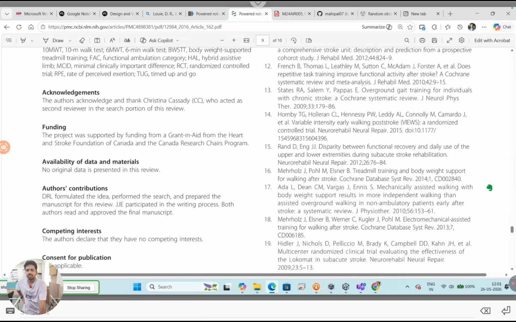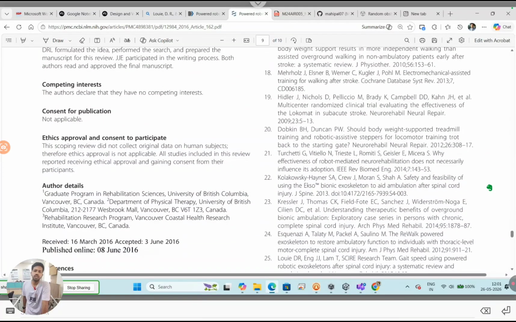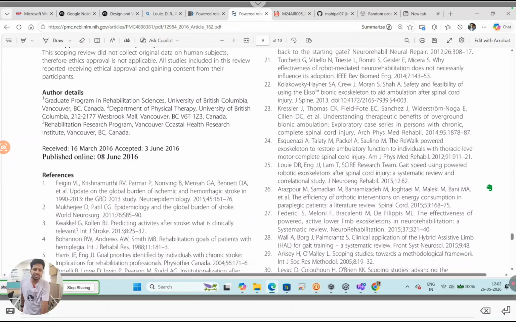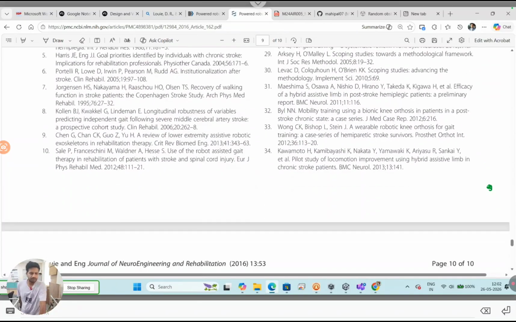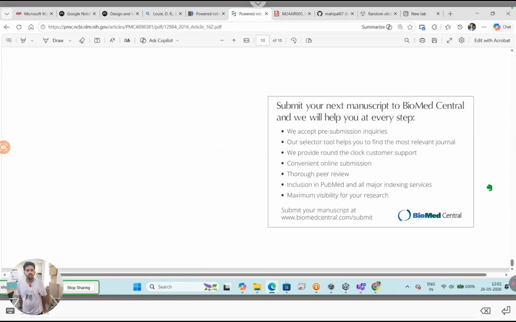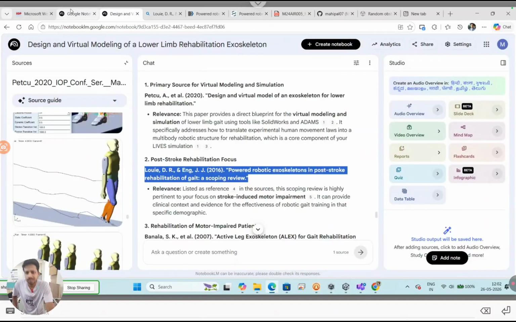So this is the organization, funding, and everything. You can read it as you need. There are also a lot of references given. So the paper has now ended. Now what I will do, I will summarize it using NotebookLM, and I will read out the summary and understand the summary as well.